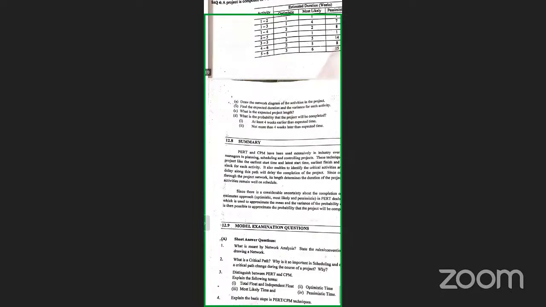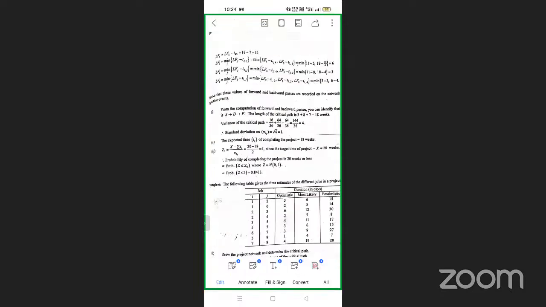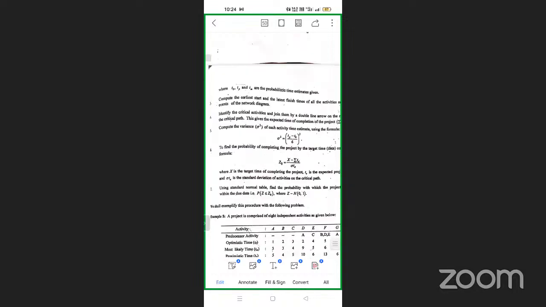Next, example 6 is also there. Examples also. So this is CPM and PERT. These topics are very important from your examination point of view. There is a 100% chance of a long question from these topics, CPM or PERT.